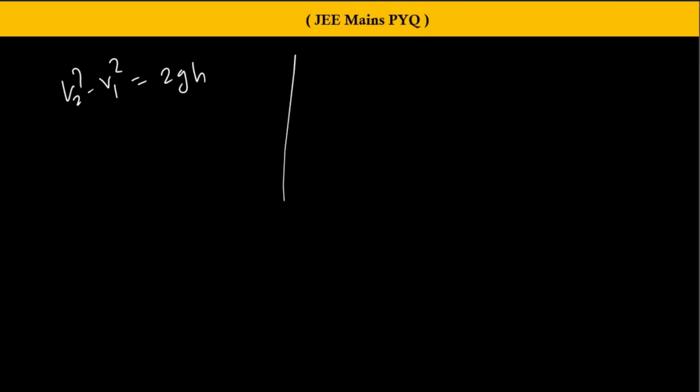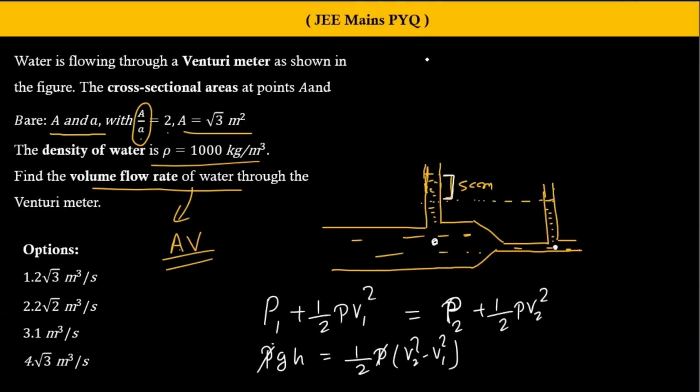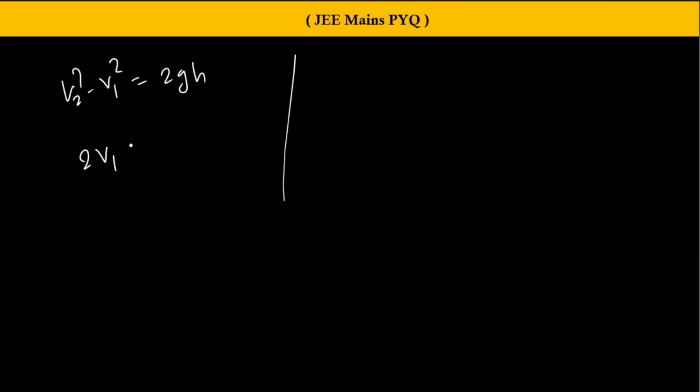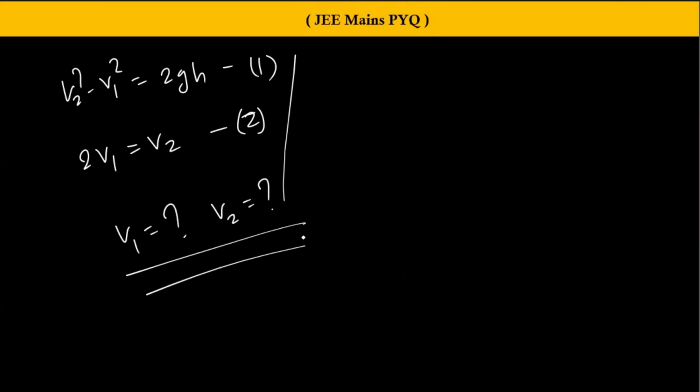Now use the continuity equation at these 2 points. Okay. So what you will be doing, A V1 is equal to small a V2. And A by a is already known, that is your 2. So this is 2V1 is equal to V2. Now, you're having two equations, right? This is 2V1 is equal to V2, this is second equation. And this is your first equation. Put the things, you will be getting V1 is equal to what, V2 is equal to what. You can calculate. And then you can do A into V.